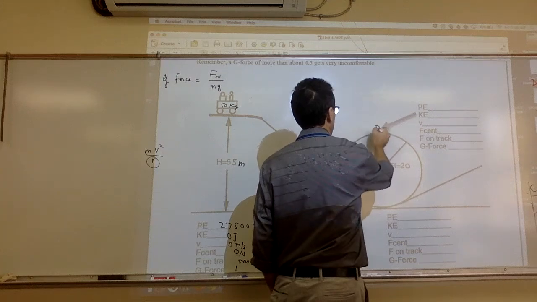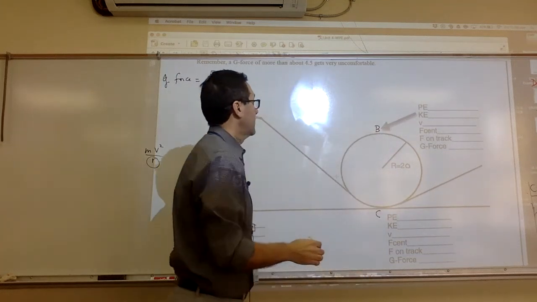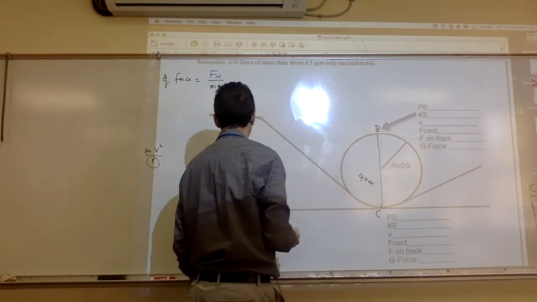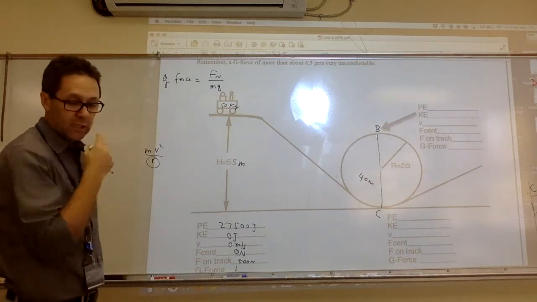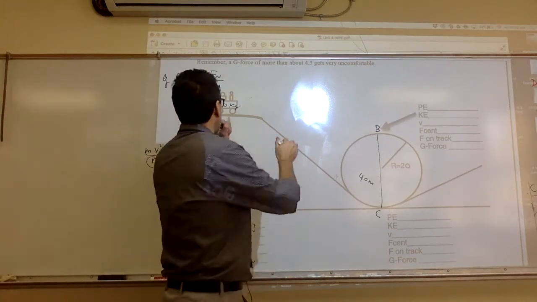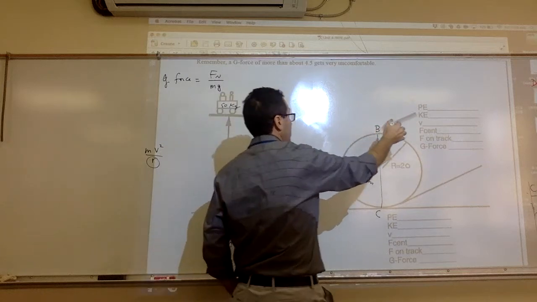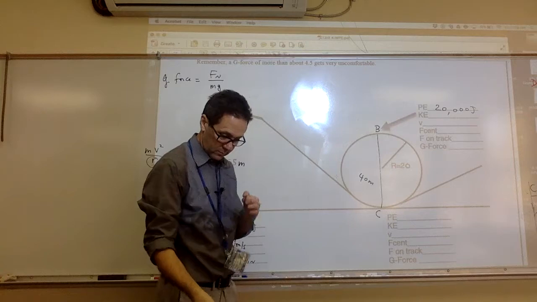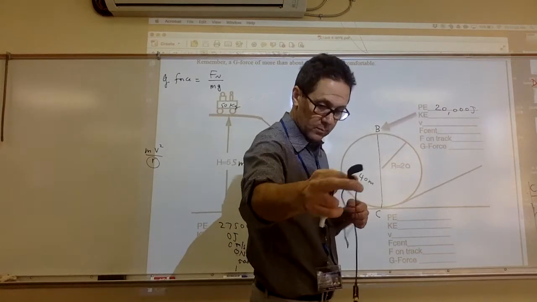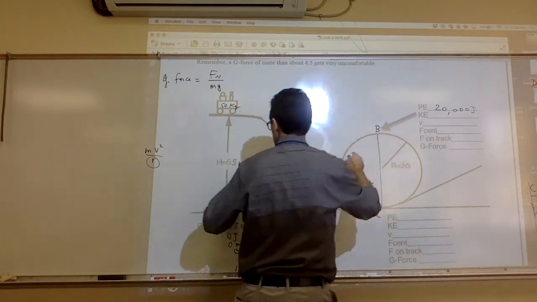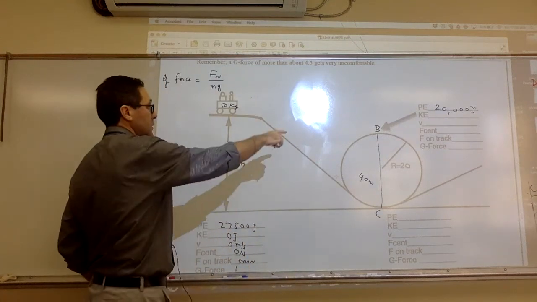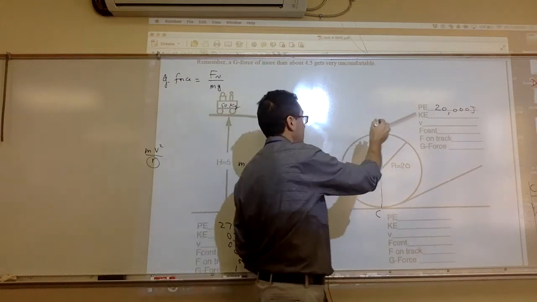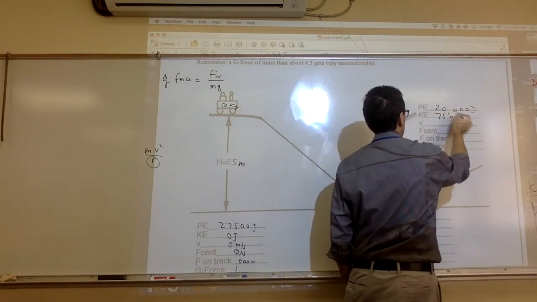I'll label it B, and I'll label this as C. The height here is 40 meters. So the potential energy is just going to be 50 times 10 times 40, which is 20,000 joules. The kinetic energy will be the difference between these two values for potential energy, so it's going to be 7,500 joules.